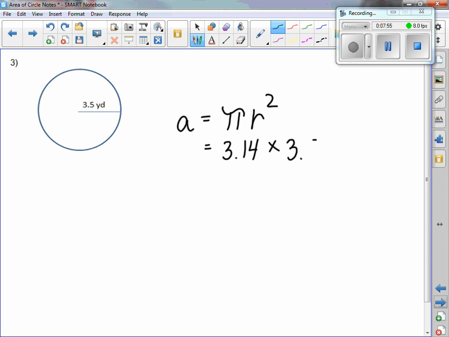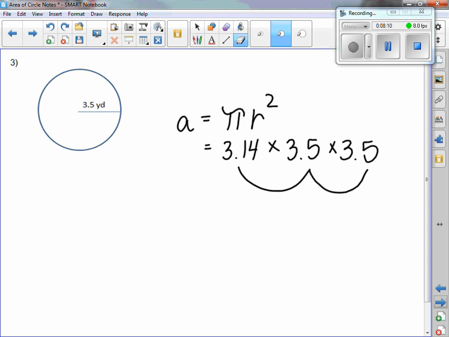Radius, 3.5, times radius again, radius squared, times 3.5 again. So you can multiply in any order you want here. You can do your 3.14 times 3.5 and then multiply that answer times 3.5. Or you can multiply your two 3.5s together and then multiply by pi. It's completely up to you what order you choose to multiply in. I'm going to choose to multiply my 3.5 by 3.5 first.